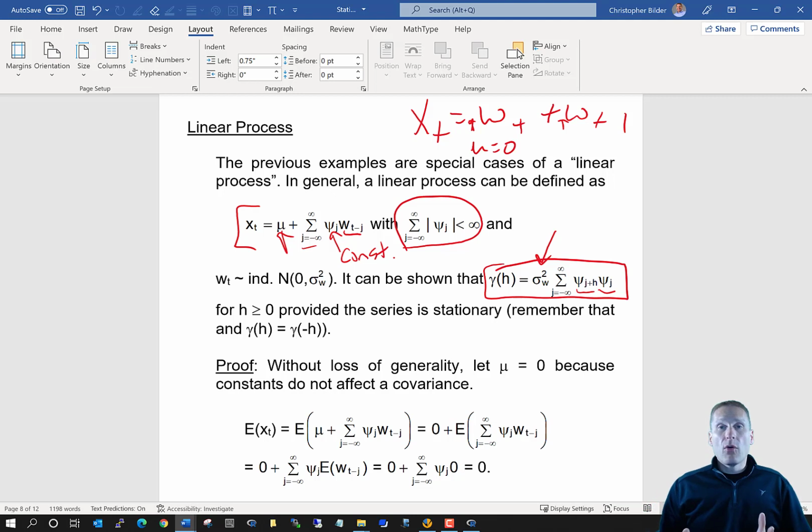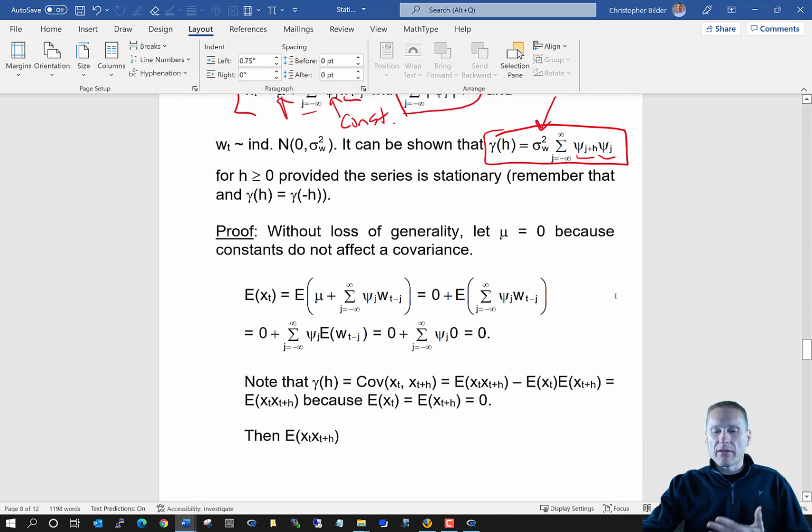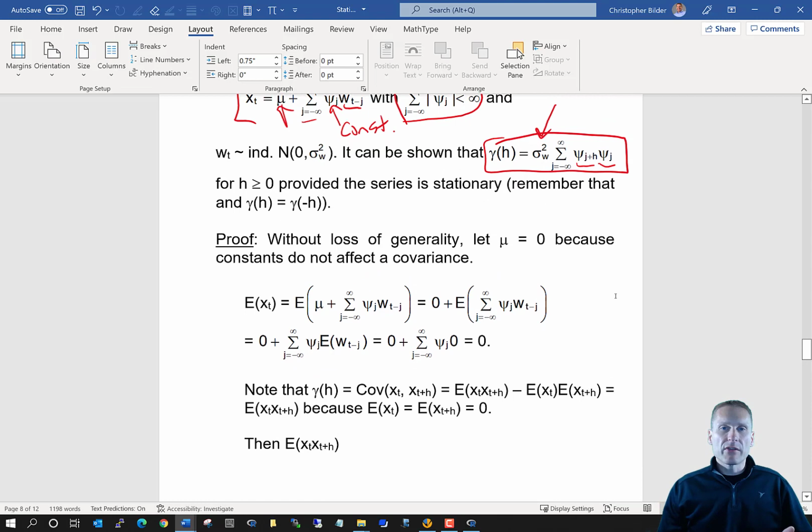So we have a general way now to find an autocovariance. So let's look at a proof of this. Now without loss of generality, I can assume that mu is equal to 0, because of course a constant like that is not going to affect what the covariance is.